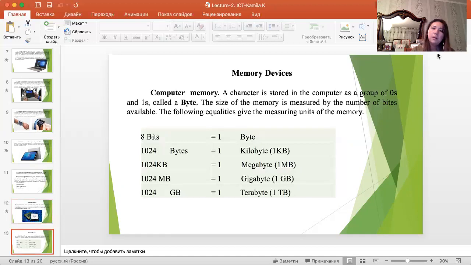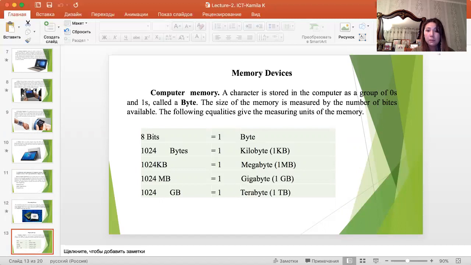Memory devices. Computer memory. Data is stored in the computer as a group of zeros and ones called bits. The size of memory is measured by the number of bytes available. The following equalities give the measured units of the memory. 8 bits is 1 byte. 1024 bytes is 1 kilobyte.